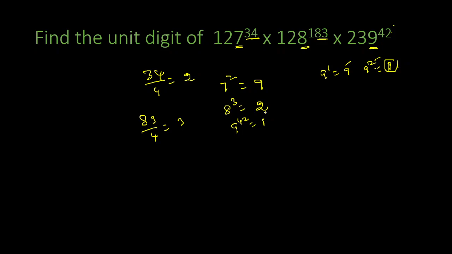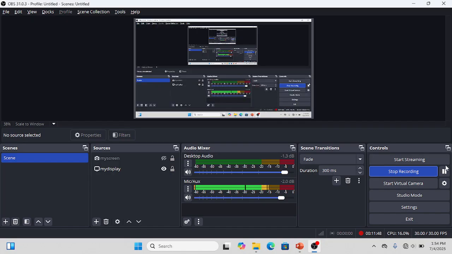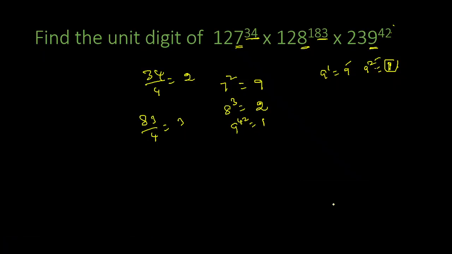Clear? So coming back, 9 squared is 1 here. So 9 to the power of 42. 42 is an even number, so it is 1.